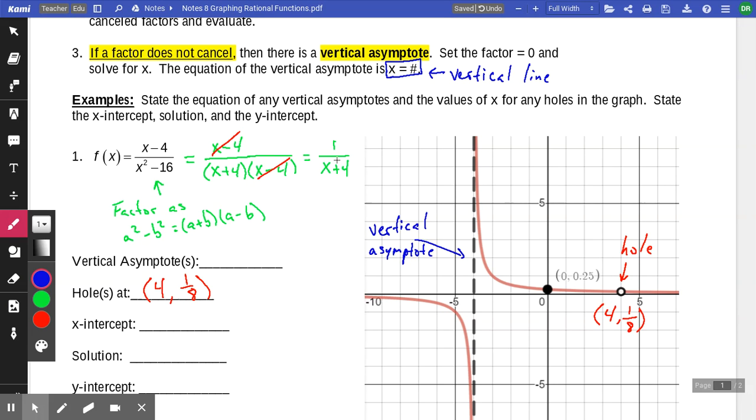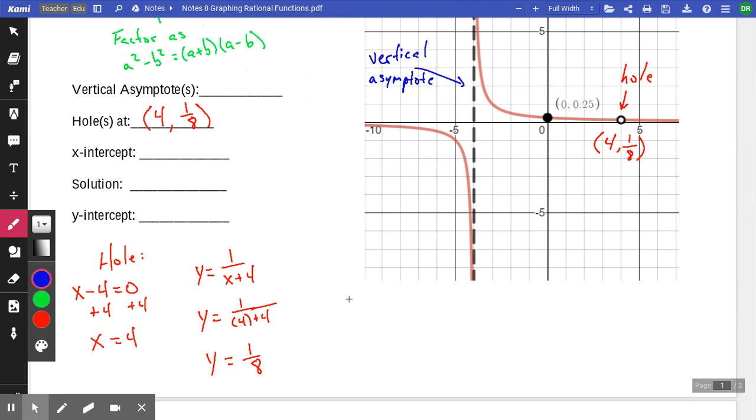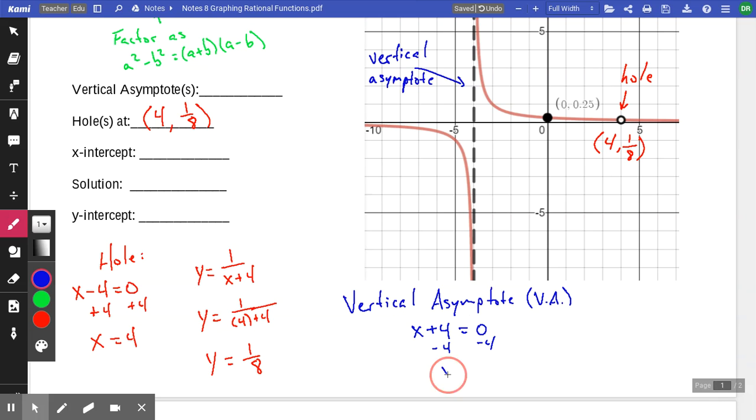So the factor that did not cancel in my reduced form is that x plus 4. So your vertical asymptote here, which we could abbreviate perhaps as VA, is wherever the factor that didn't cancel, your x plus 4, equals 0. So if you set x plus 4 equal to 0, subtract 4, you get x equals -4.